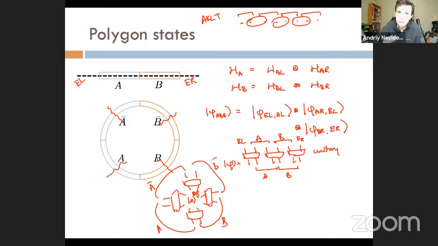Okay, that makes sense. But in this particular case, the entanglement is between, say, A_R and B_L. Then this will be B_R and C_L. All right, so this is kind of the definition of a polygon state.